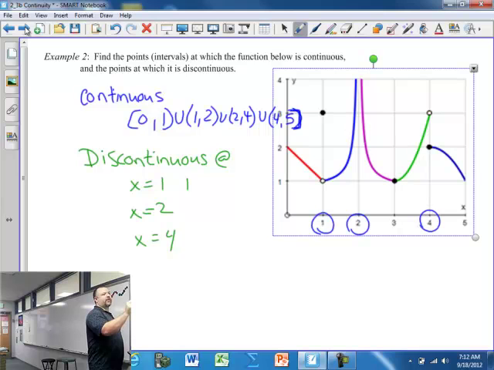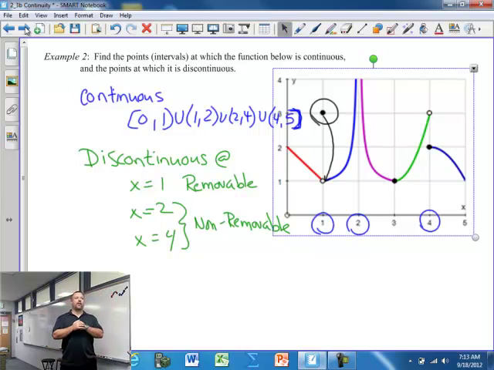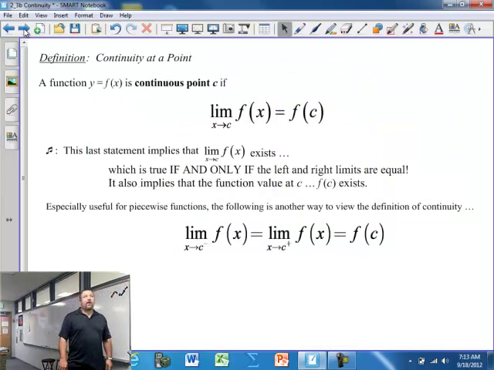And at 1 we have a removable discontinuity. At 2 and 4 we have non-removable discontinuities. The only one I can fix with a single point is the discontinuity at 1, and that would require me to take this point and fill that hole and redivide that single point into a different place. I don't have to do that, but I could. If I did that, it would be continuous at 1, therefore removable at 1.